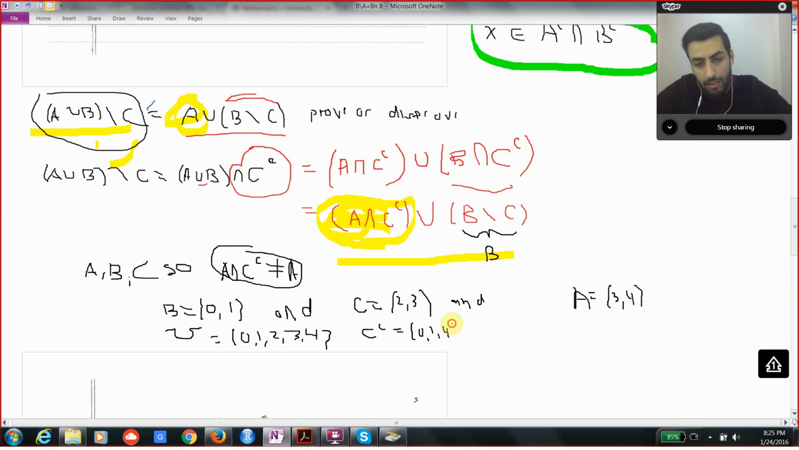Bingo. Okay, what is the intersection of A with C complement? Bingo. Okay. What is B intersection, I'm sorry, B slash C? B intersection C complement. C, because C complement, because I want B slash C. That's the intersection of B with C complement, right?